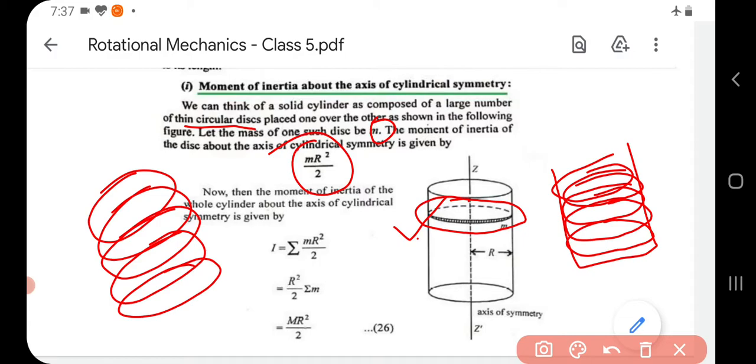Now the solid cylinder is made up of a number of such thin circular discs. So how will you find the moment of inertia of the solid cylinder? You will have to sum this, that is, sigma of mr square by 2 will give you the moment of inertia of the cylinder. So r square by 2 sigma m, and sigma m is capital M. So Mr square by 2 will be the moment of inertia of the solid cylinder about the axis.